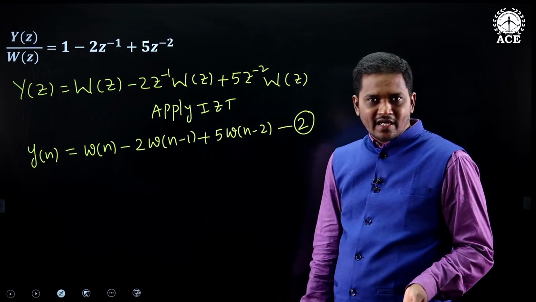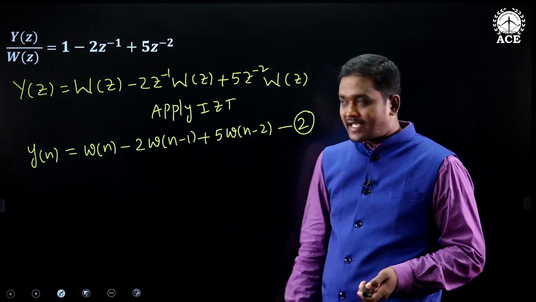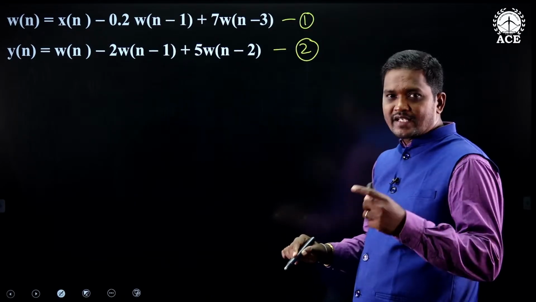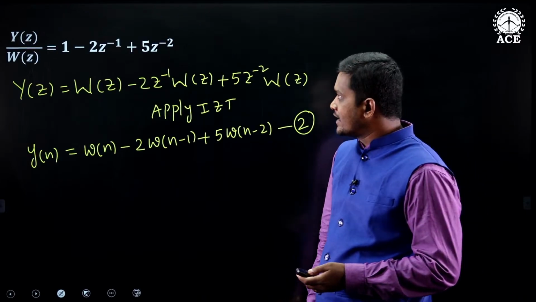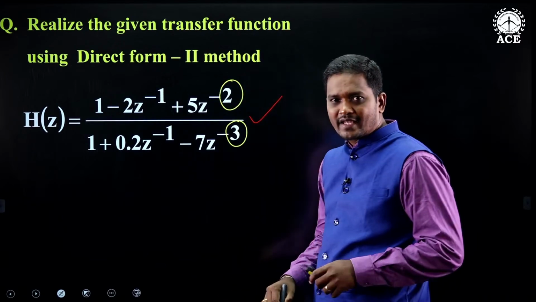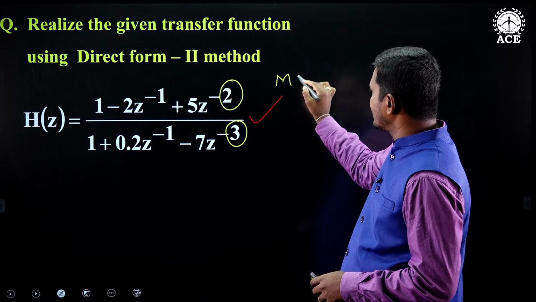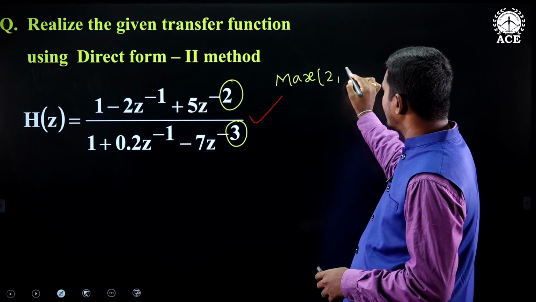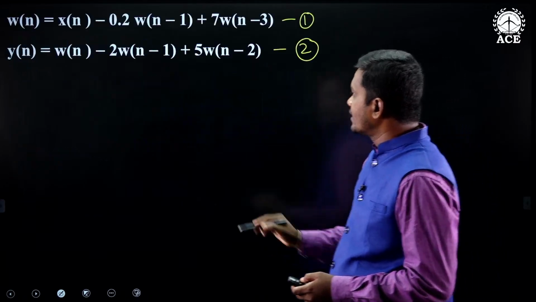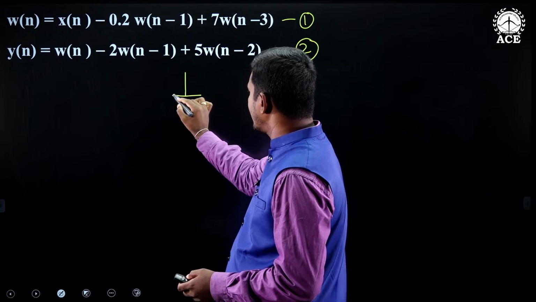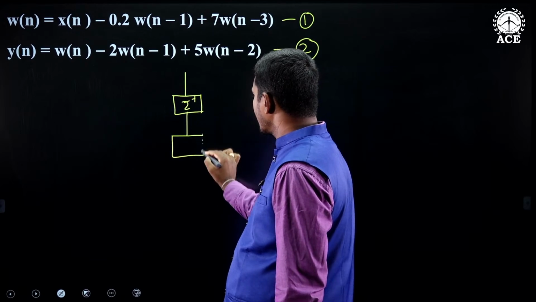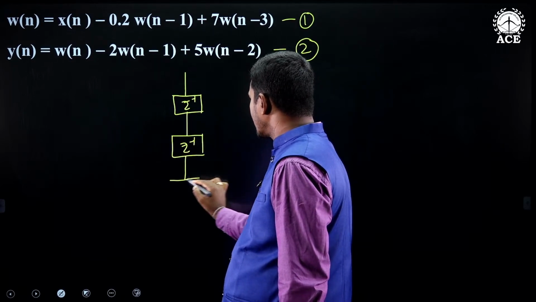Now realize equation 1 and equation 2 by using the procedure I said. This is equation 1 and this is equation 2. First you decide how many delay elements are required. Very simple, no? I have already given the procedure. What is the maximum delay here? 2. What is the maximum delay here? 3. Max of 2, 3, tell me how many delay elements are required? 3. Yes or not? Yes. So, just in the middle, you draw 3 delay elements. Z inverse, Z inverse, Z inverse.